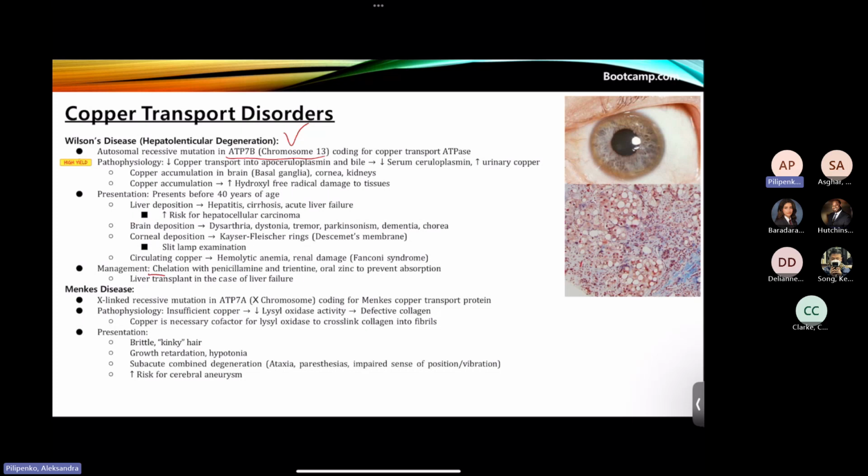And also Menkes disease, you're also going to overview the mutations, the genes, the pathophysiology, and what are those patients at risk for, right? In this case, that would be cerebral aneurysms. Those pictures will give you a clue. Okay, we're talking about the copper deposits over here, right? And so on.